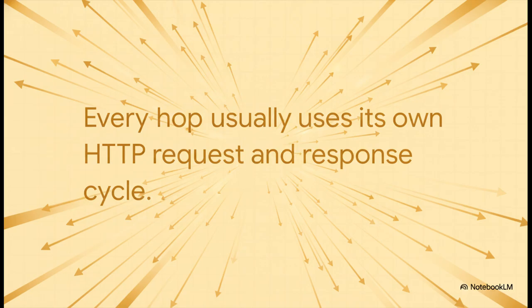A user clicking a button might trigger a request to an API gateway, which triggers a request to an auth service, which triggers a request to a user service. You get the idea. Every single network hop is its own complete HTTP request and response cycle, subject to the exact same latency, timeouts, and potential failures.